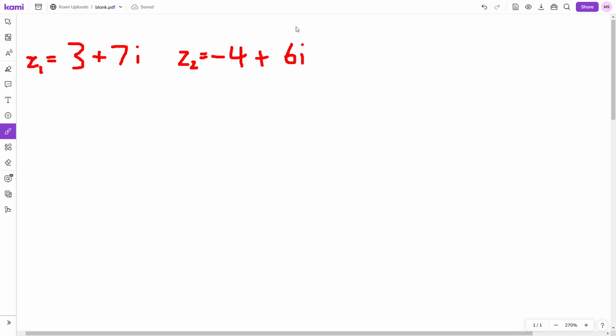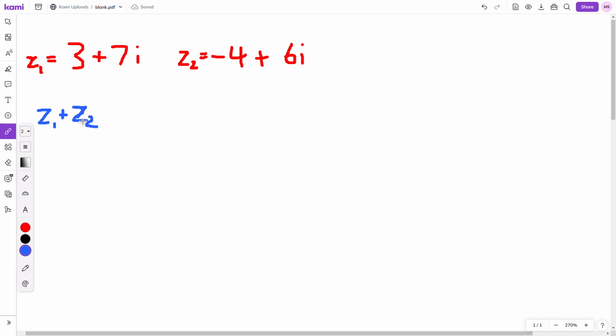We're going to talk about operations with complex numbers for the quiz on complex numbers. A very basic, simple quiz in which you are asked to do 4 operations between 2 complex numbers. I've named these complex numbers Z1 and Z2. First of all, let's do a simple addition. We're going to say Z1 plus Z2.